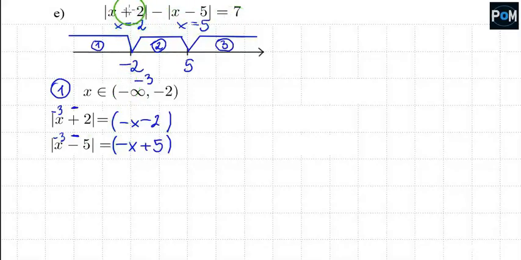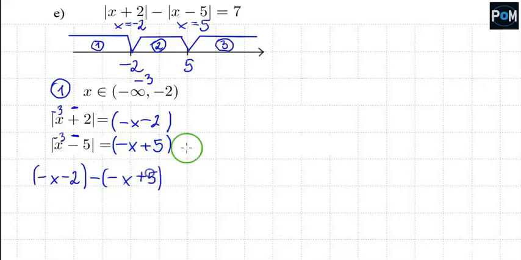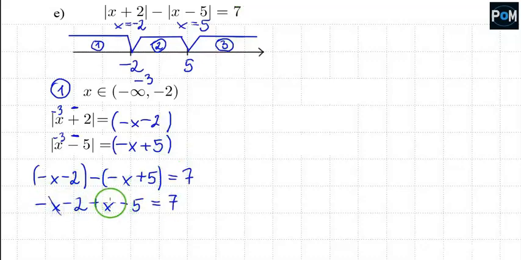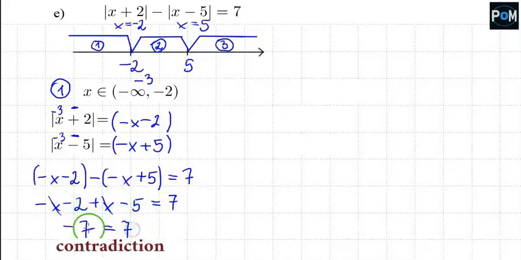We'll begin with the first absolute value, and in its stead we will place this bracket. Then we subtract what's inside that second absolute value, which is this expression, and all of this will be equal to 7. We drop the parentheses once again, and the x terms will cancel each other out. It turns out that minus 7 is equal to positive 7. This is, of course, a clear contradiction. So from the first interval, we don't find any solution.